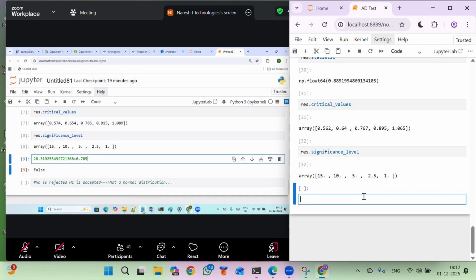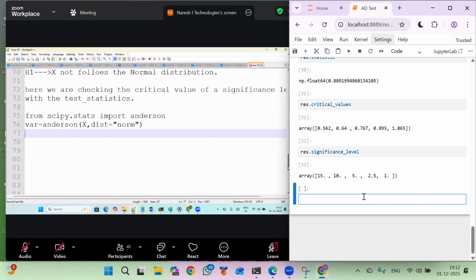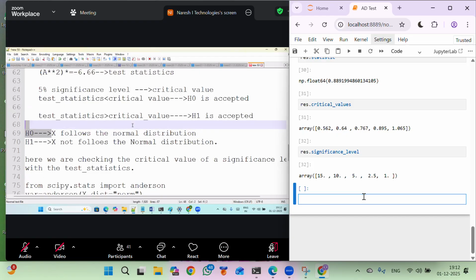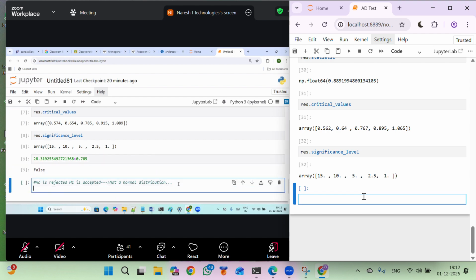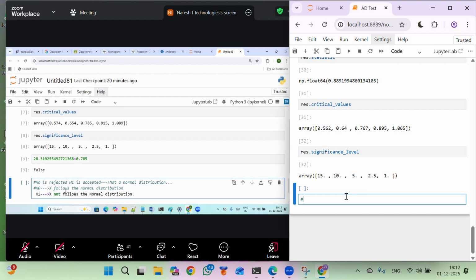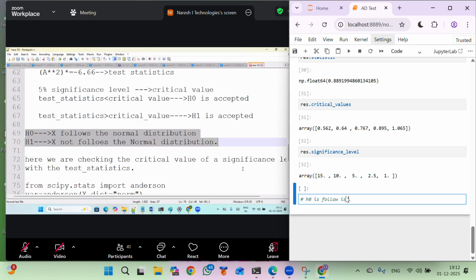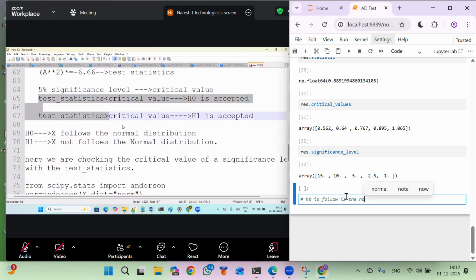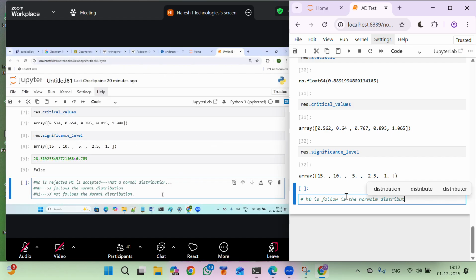Null hypothesis is rejected means what? Definitely, what is your H naught? X naught follows the normal distribution. Correct. These are the two things you remember, guys, in the case of the AD test. H naught is this follows the normal distribution, and H1 is this does not follow the normal distribution. Correct. So I'm telling that if the test statistic value is lesser than this critical value, based on this you check.